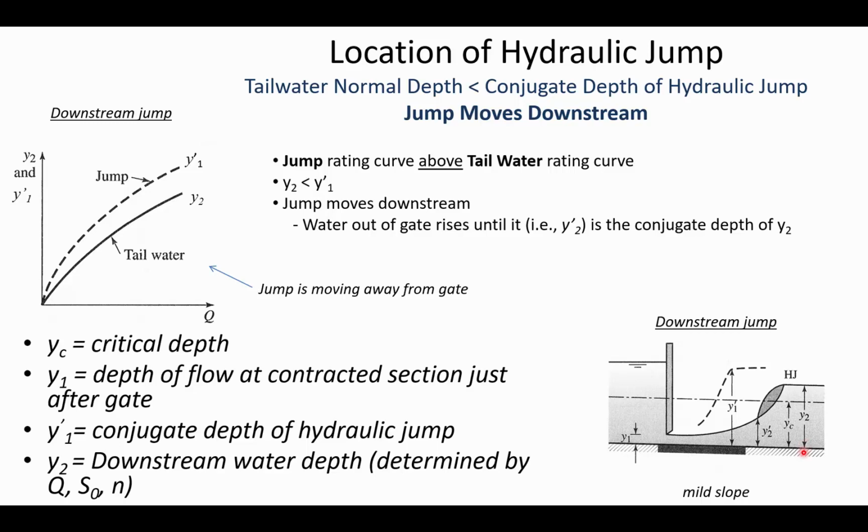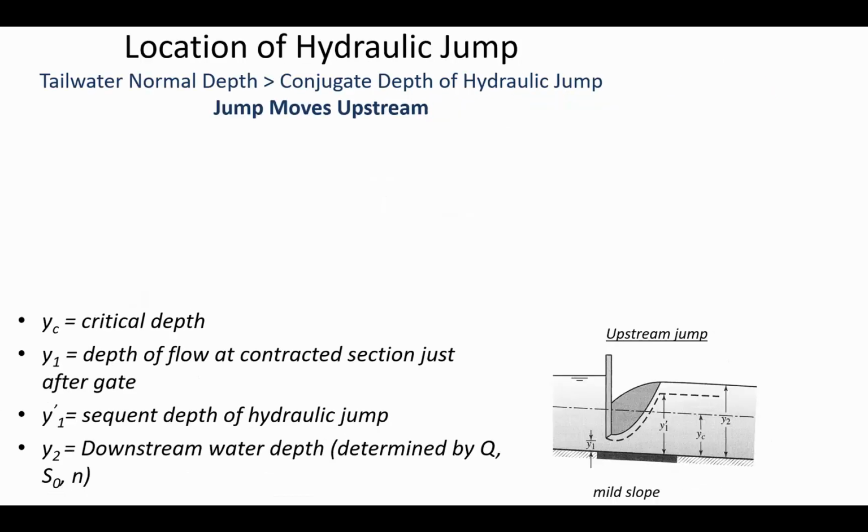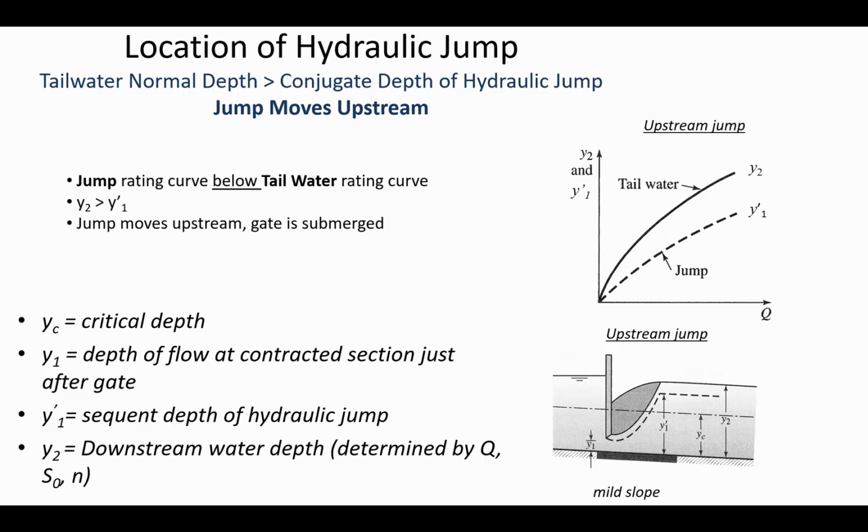So that is when you have a downstream jump, but the opposite of that can also happen. What if the tailwater rating curve is above the rating curve of the hydraulic jump? So the jump moves upstream if the tailwater normal depth is greater than the conjugate depth of the hydraulic jump. And so if we look at the figures here, it's saying that the tailwater is less efficient than the hydraulic jump. So less efficient means that the water has to be deeper than it ordinarily would if it was more efficient. And so you'll notice that on the screen, Y2 is pretty deep. It's deeper than what the hydraulic jump wants to come up to.